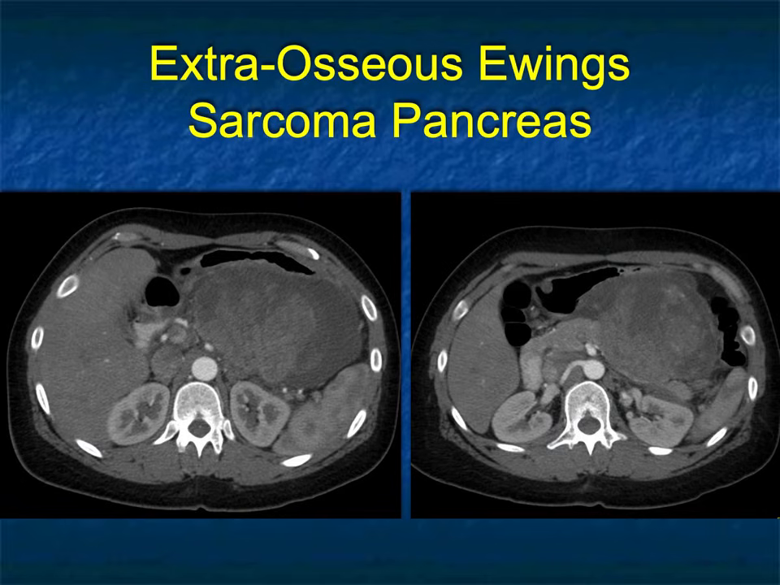And this was an unusual case. We think about Ewing sarcoma, typically bone, but 10 to 20% are extra-osseous. Well under 1% is extra-osseous arising from the pancreas. And this was an extra-osseous Ewing's arising from the pancreas.